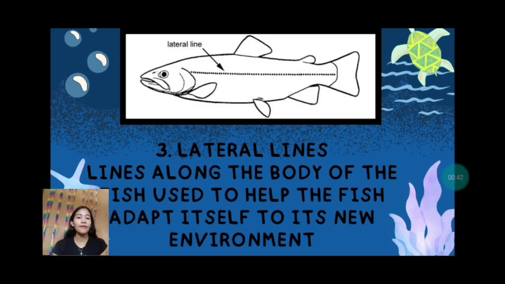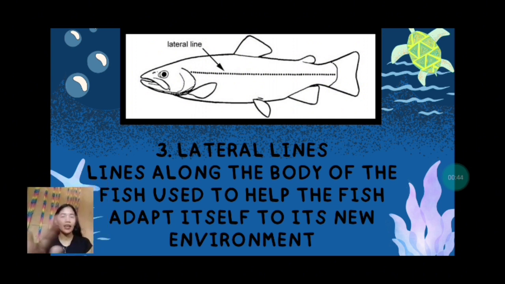Next, we have here the lateral lines. The lines along the body of the fish help the fish adapt itself to its new environment. The lateral line is a series of sensory organs that run along the sides of its body, and it serves multiple functions including detecting changes in water pressure, vibrations, and movement in the surrounding environment, helping the fish navigate, locate prey, and avoid obstacles.